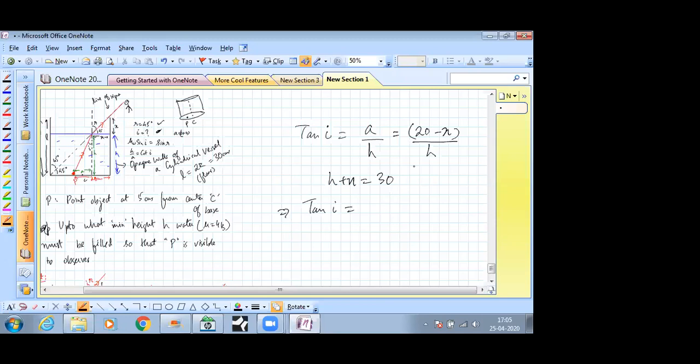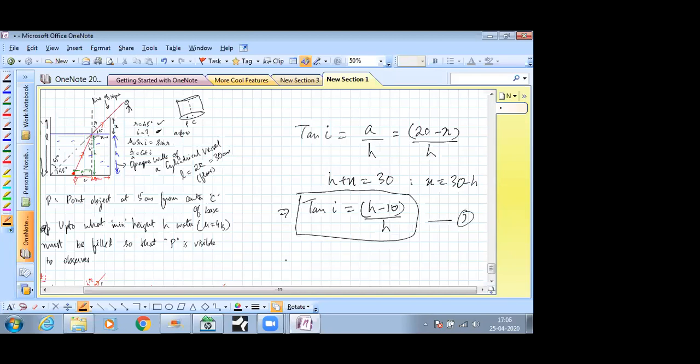So this will become how much? It will become 20 minus of 30 minus h. So it will become h minus 10 divided by h. We substitute that here. Okay. So this is my equation 1, which is just coming from trigonometry and geometry.